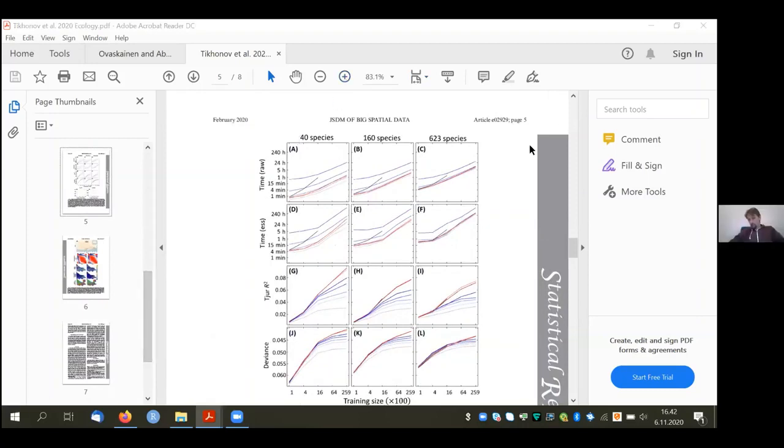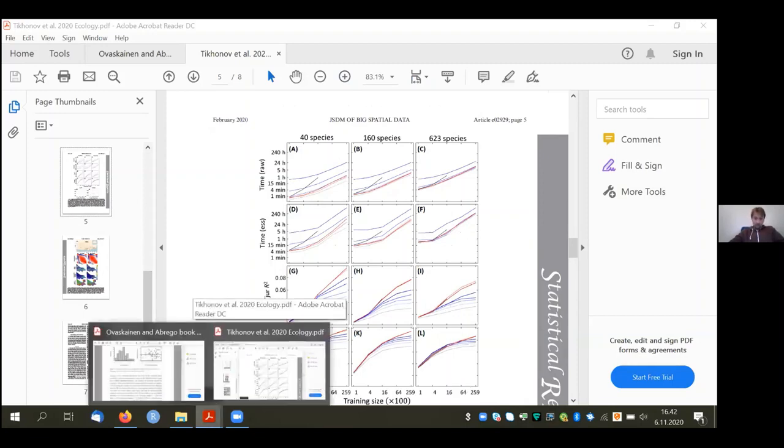What I'm showing here is the big spatial data paper by Gleb and others, which shows how the model was fitted, for example, for more than 600 species with more than 20,000 sampling units. And then I think it was Harry Wells who was asking, can I show how to check the assumptions about residual normality and all of that?